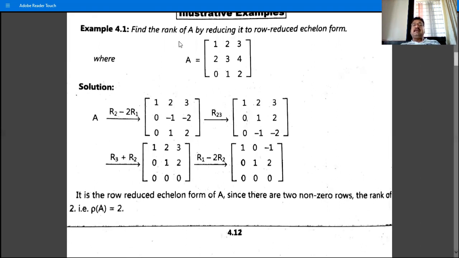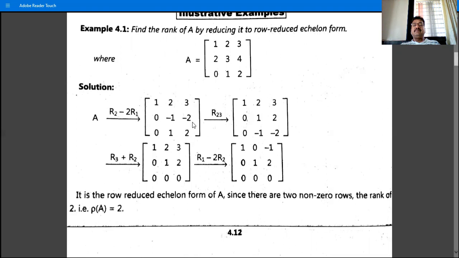Next example: find the rank of A by reducing it to reduced row echelon form. So I have to reduce this matrix to reduced row echelon form. Consider A, and reduce this element to 1. It is already 1. Then I have to reduce this 2 and 0 to 0. The 0 is already 0, so we have to reduce this 2 to 0. The operation is R2 minus 2 R1, by using which we reduce this 2 to 0.